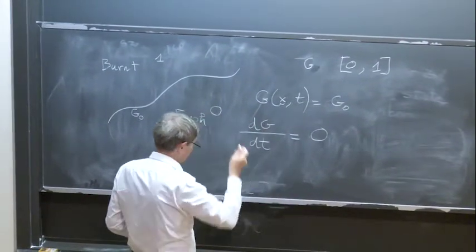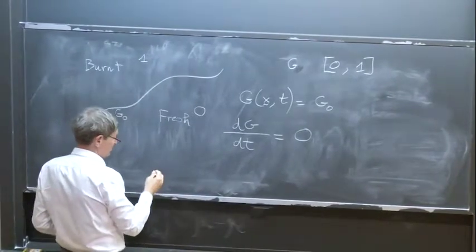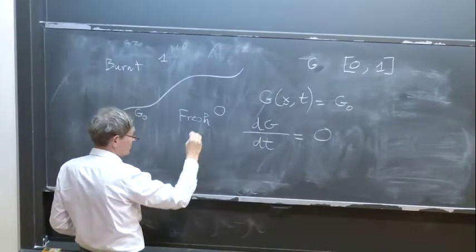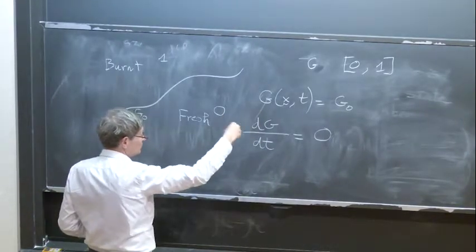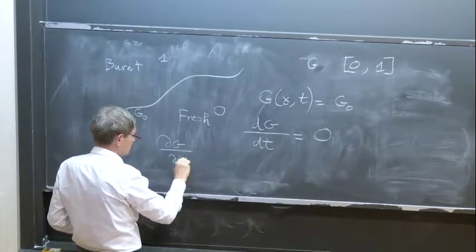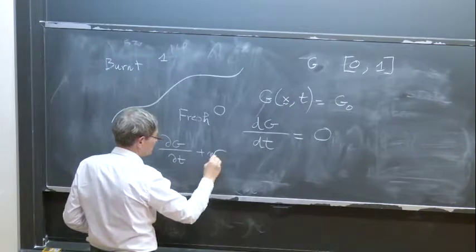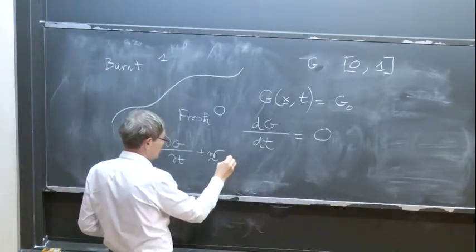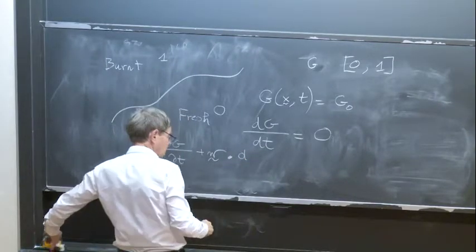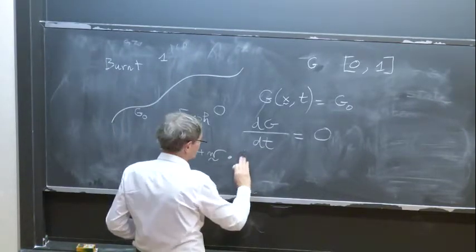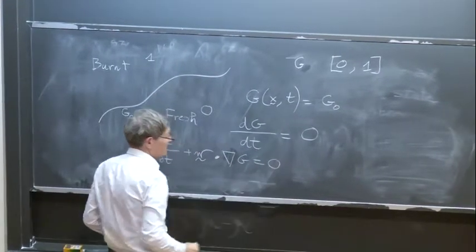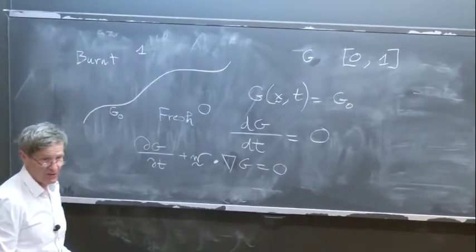And this can be made explicit by noting that when you do a total derivative of G, you have to derive with respect to t, and then you have to derive with respect to x. So you have dG by dt plus w dot the gradient of G is equal to 0, where w is dx by dt. It's the velocity of this flame front. Now, what is the velocity of this flame front?